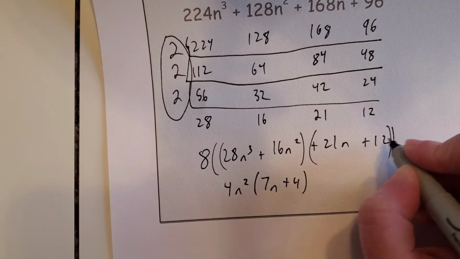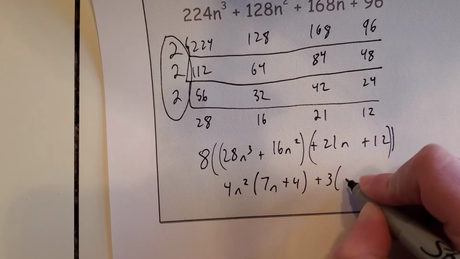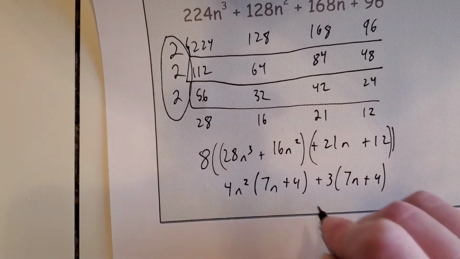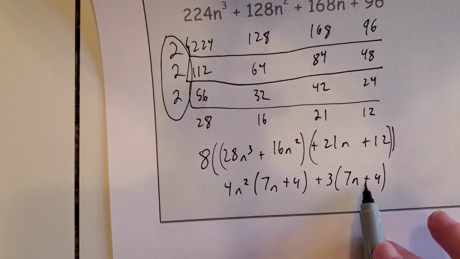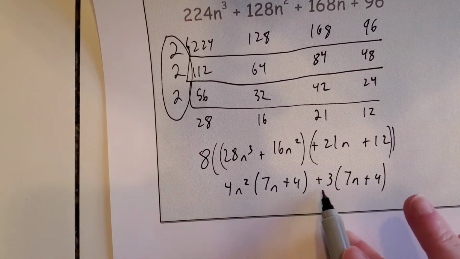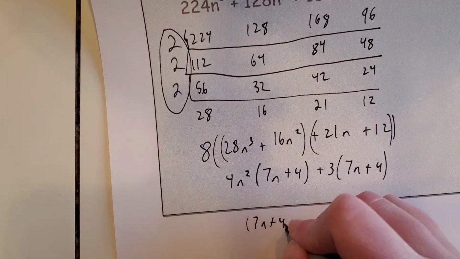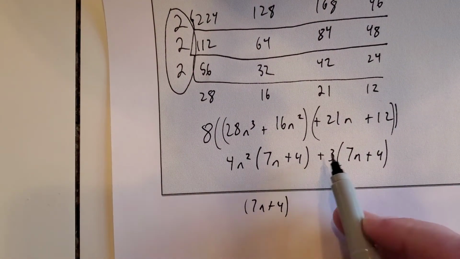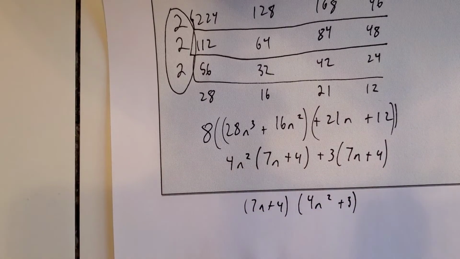Now we move to the 21 and the 12. They're both divisible by 3, so positive 3. And then again, you're left with 7n plus 4. In order for grouping to work, you do need to be left with the exact same binomial twice when you factor the GCF out of both parts. So, 7n plus 4 is going to be one of our binomials, and then 4n squared plus 3, just kind of smashing those two together, is our other binomial.